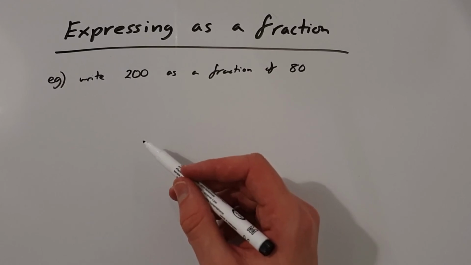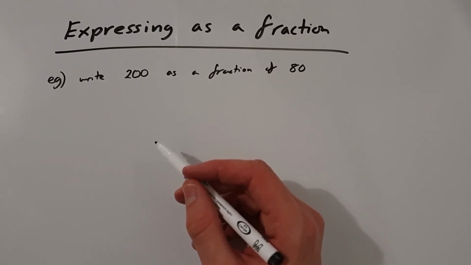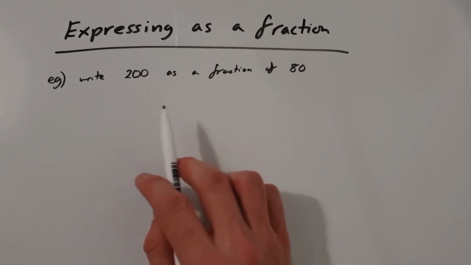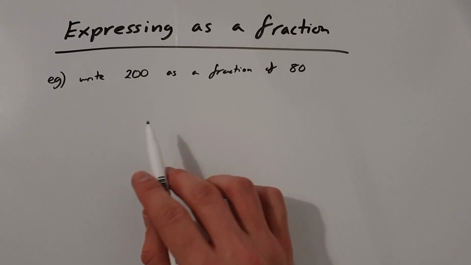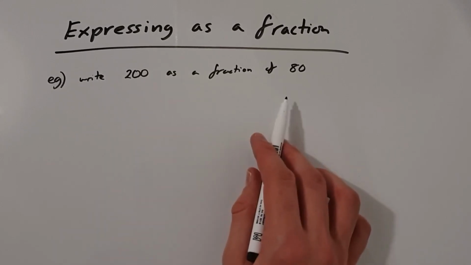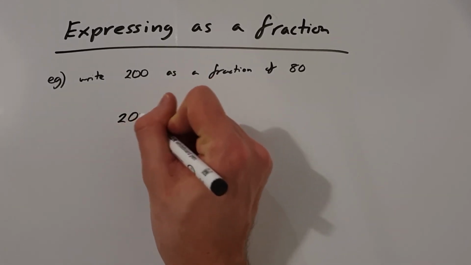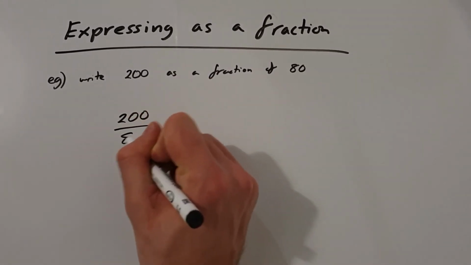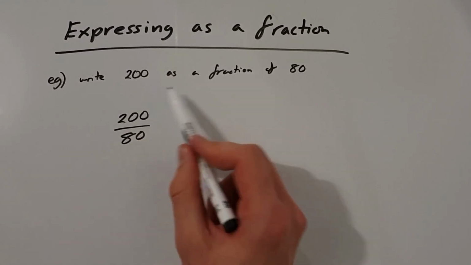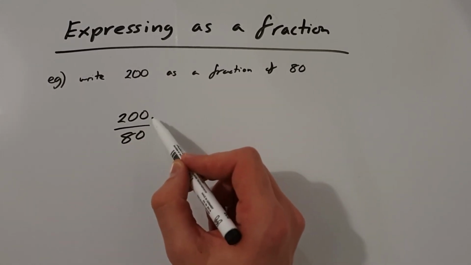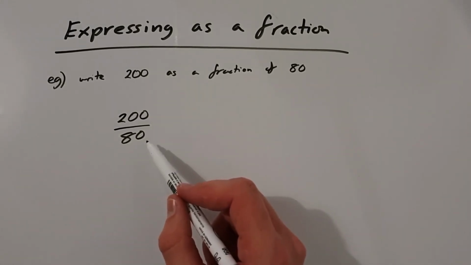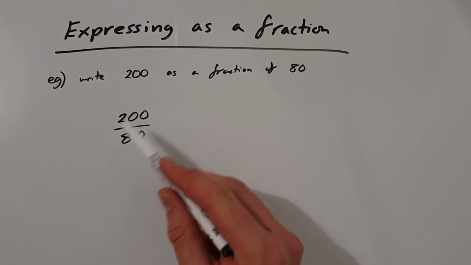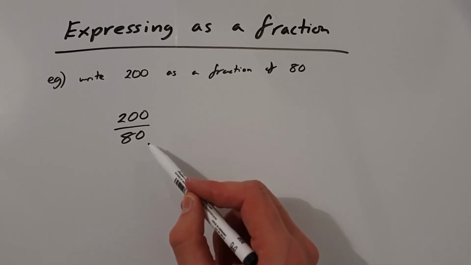Okay, so last but not least in this video then, we're going to go over questions that ask you to express one number as a fraction of another number. So the example we're going to go over in this one is write 200 as a fraction of 80. So the way we do this then is we write 200 as a fraction of 80. So when we say this, we write 200 as the numerator, as a fraction of 80. 80 is our denominator.